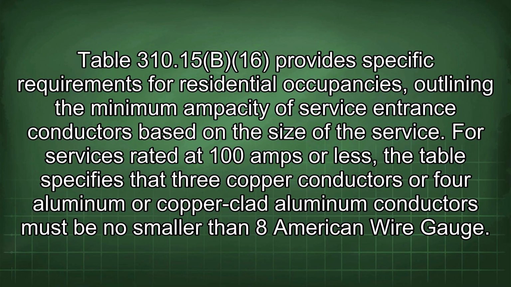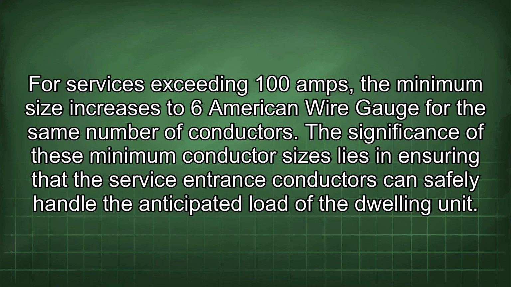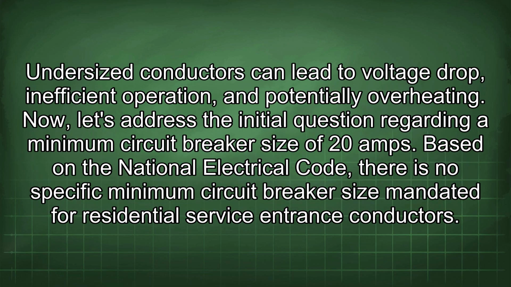For services rated at 100 amps or less, the table specifies that 3 copper conductors or 4 aluminum or copper-clad aluminum conductors must be no smaller than 8 American wire gauge. For services exceeding 100 amps, the minimum size increases to 6 American wire gauge for the same number of conductors. The significance of these minimum conductor sizes lies in ensuring that the service entrance conductors can safely handle the anticipated load of the dwelling unit. Undersized conductors can lead to voltage drop, inefficient operation, and potentially overheating.